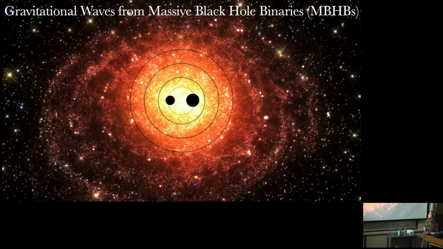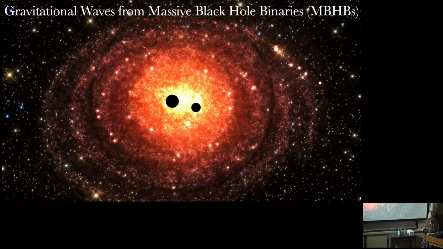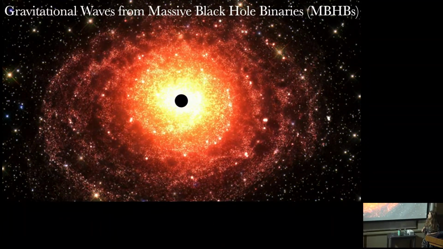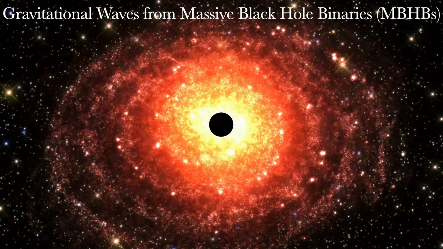So I told you about massive black hole binaries forming as a result of galaxy mergers and then sinking towards the center of their galaxies, forming binary systems, and eventually merging. Now, throughout this process, they're also emitting gravitational waves, sort of like this, and merge and grow. Yeah, I like that one too.